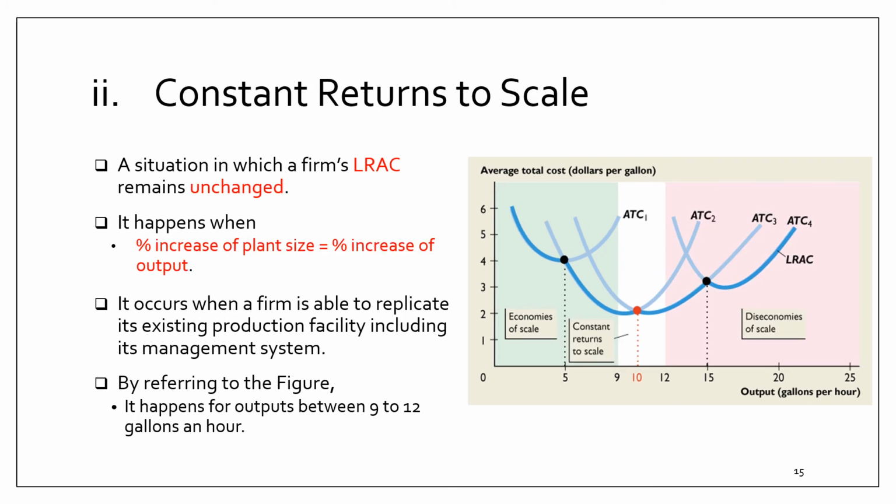Constant returns to scale is a situation in which a firm's long-run average cost remains unchanged. It happens when percentage increase of plant size is equal to percentage increase of output. It occurs when a firm is able to replicate its existing production facility, including its management system. By referring to the figure, constant returns to scale happens for outputs between 9 to 12 gallons an hour.